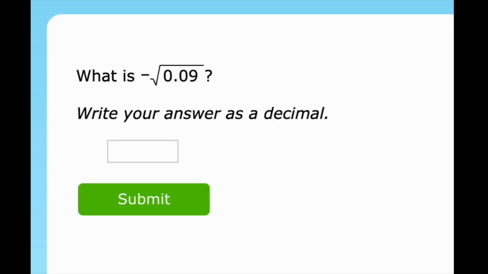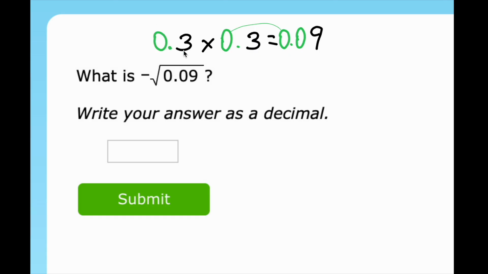In questions like these, we can once again ignore the zeros and focus on the main number. So we have 3 times 3 equals 9. Now notice how we have 2 zeros with our 0.09. Half of 2 is 1, so we should have 1 zero in our final answer. And since we're dealing with decimals, that would give us 0.3. Lastly, remember that we're looking for the negative square root, so our answer is negative 0.3.